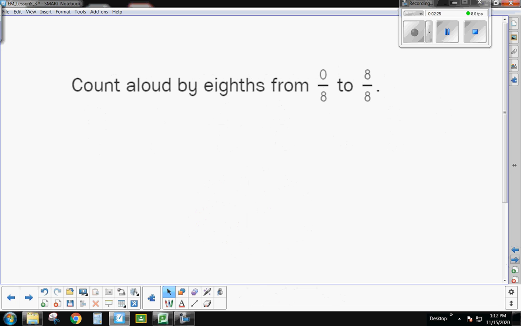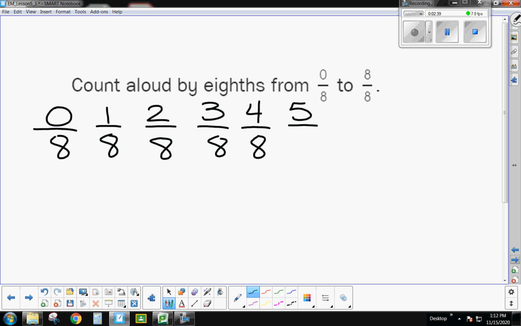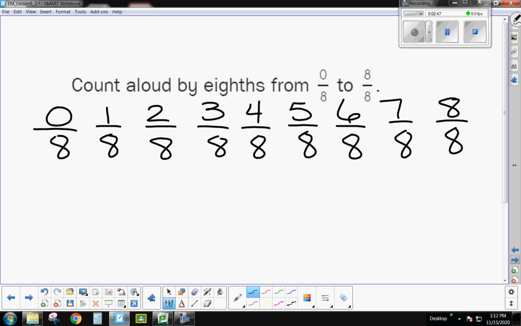And the last one, let's skip count by eighths. So we have 0/8, 1/8, 2/8, 3/8, 4/8, 5/8, 6/8, 7/8, and 8/8. Let's look at that in a picture.